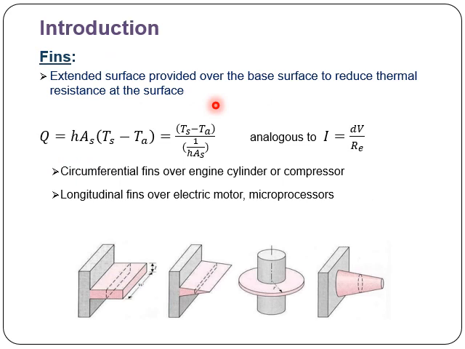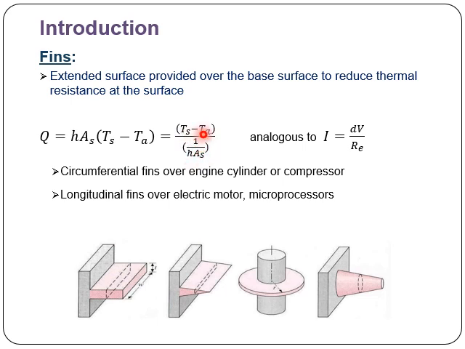So fins are the extended surfaces which are provided over the base surface which is at higher temperature to enhance the heat exchange. This heat exchange can be enhanced by reducing the thermal resistance at the surface which is offered to the convection process. It can be easily understood by using Newton's law of cooling, which is given by Q equal to hA delta T. And if you rearrange these terms, then it becomes Q equal to (Ts minus Ta) divided by 1 upon hA.